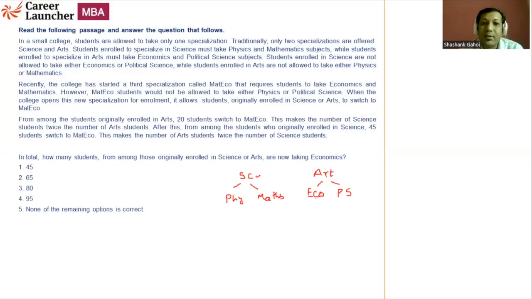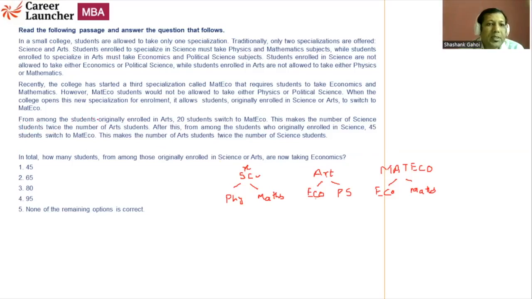Recently, the college has started a third specialization called Mat Eco. So we have a third specialization, Mat Eco, that requires students to take eco and maths. So basically, let's say if there are X students in science, then the same number of students are going to take physics, and the same number of students are going to take maths.